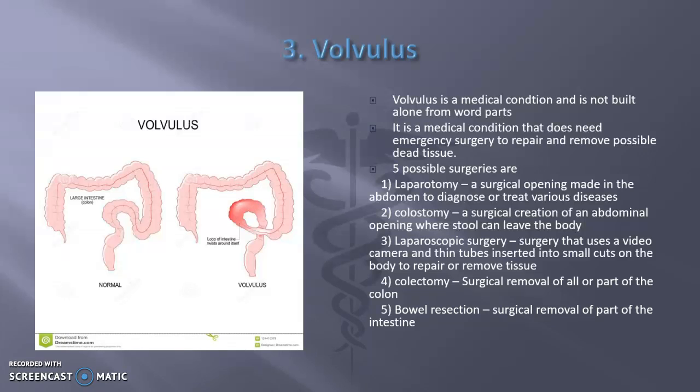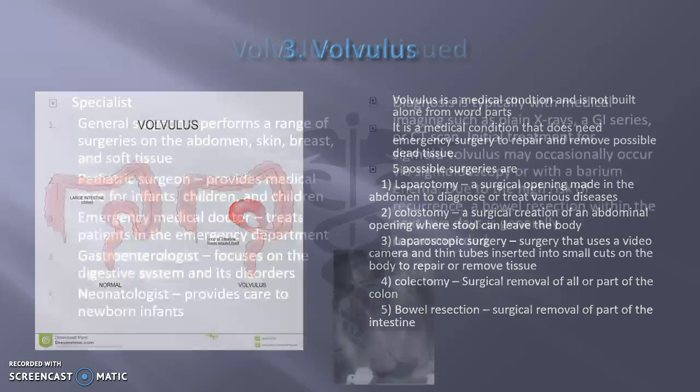A bowel resection, which is a surgical removal of part of the intestine. In the picture on the left are two large intestines, otherwise known as a colon. You can see on the left that it's perfect, there are no kinks in it, and it loops around nicely. If you look on the right side of the picture, the loop of the intestine twists around itself. You can see that it's red and inflamed, and it's quite large where it shouldn't be.